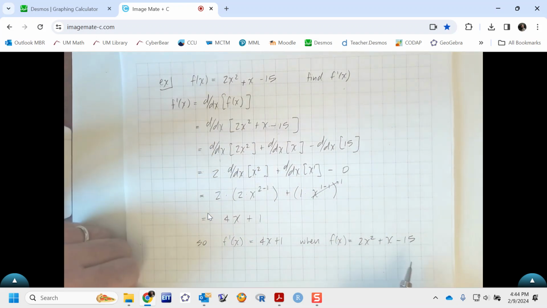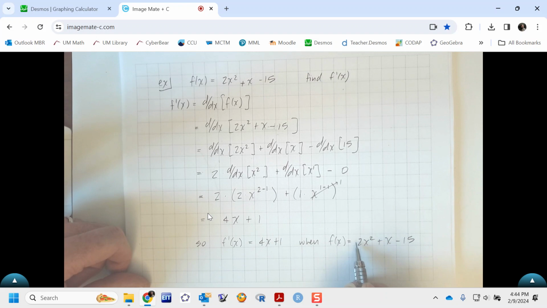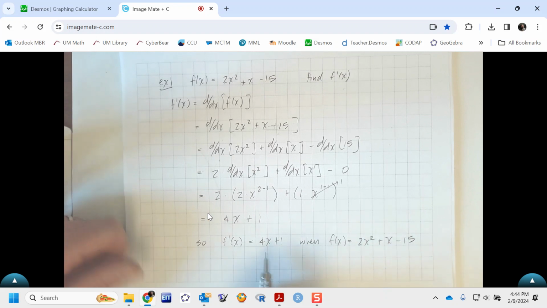You can kind of see this happening, right? The constant goes away as 0. The derivative of x as a power function, well, that's just 1. And the derivative of 2x squared, 4x to the first. So we get this as an answer.